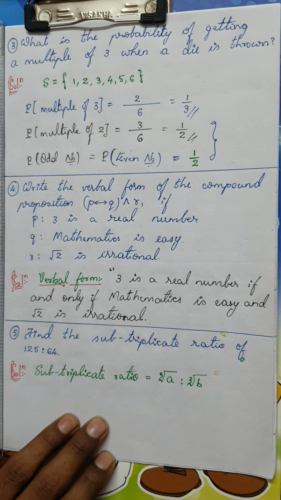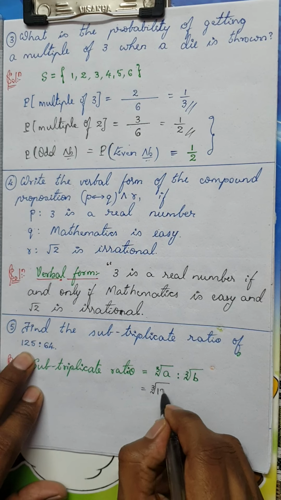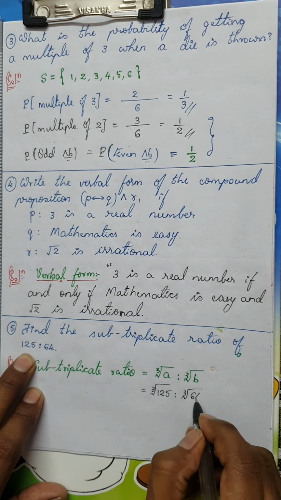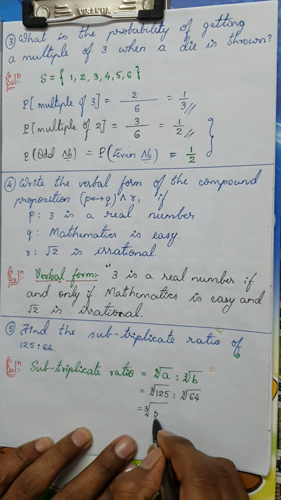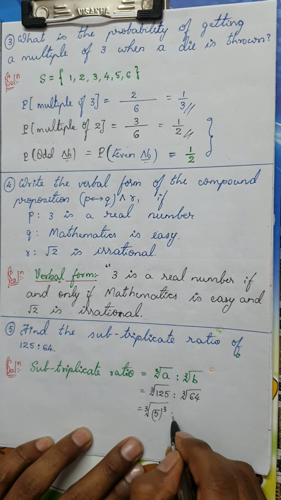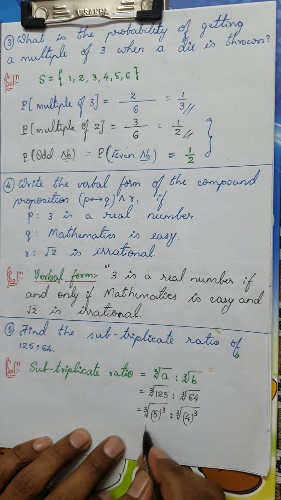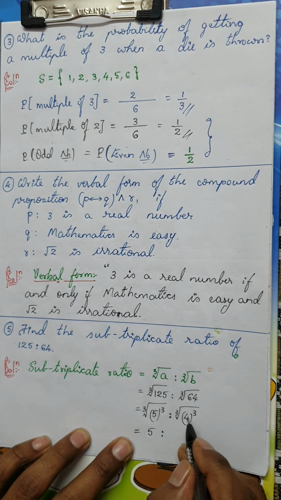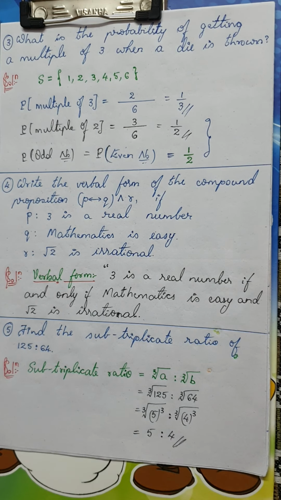Okay, so let me simplify this. It is cube root of, what is A? A is actually 125, is to cube root of 64. You can write it directly, but let me simplify it. We know 5 cube is 125, and 4 cube is 64. Cube root and cube get cancelled. It is 5 is to, again similarly cube root and cube get cancelled, you will get 4. Therefore the required subtriplicate ratio is 5:4, and that is your answer.